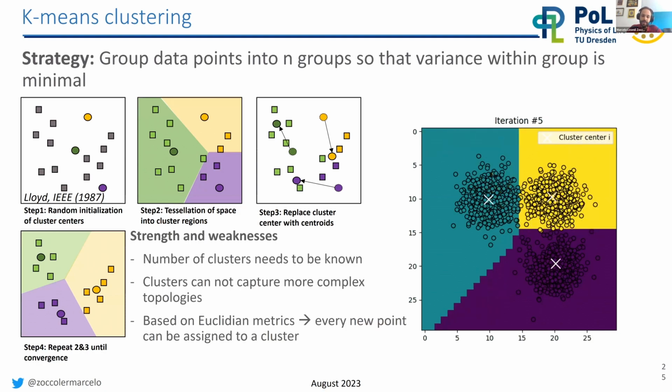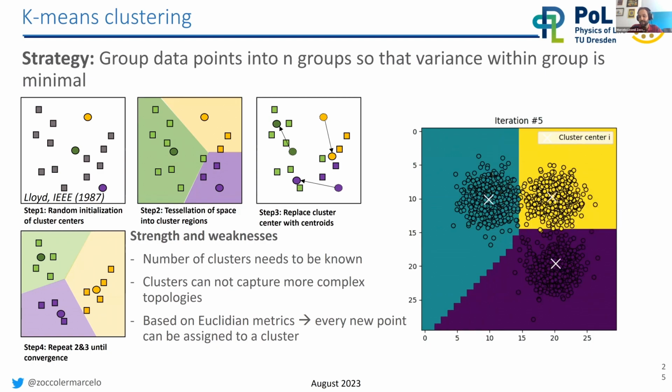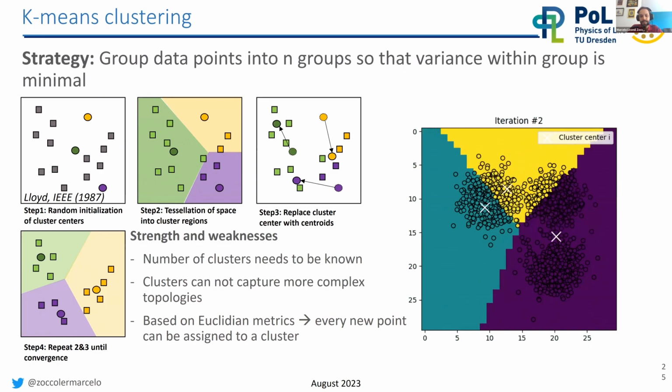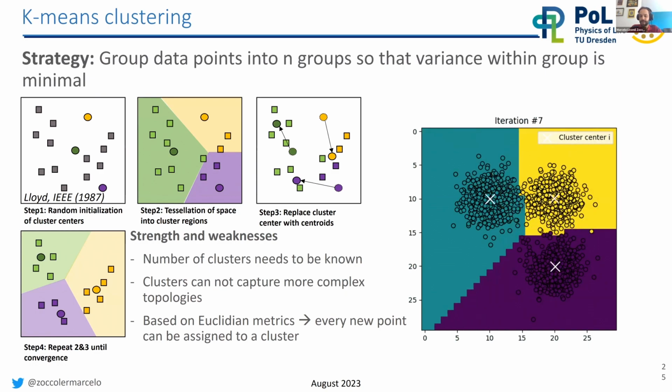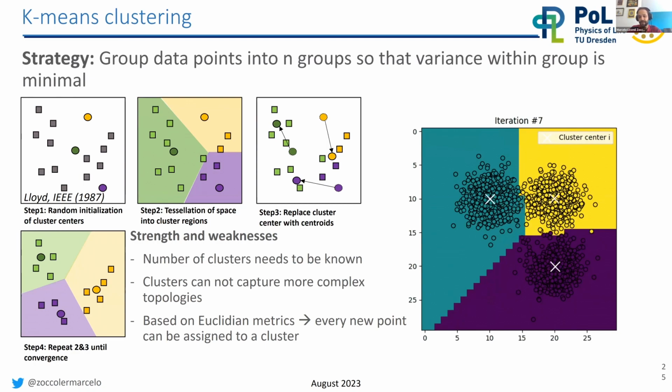And the strengths and weaknesses are that you need to feed it the number of clusters. So you have to say, I'm expecting to find 3 clusters here. And it cannot capture more complex topology. So if you get just agglomerated points like this, it works very well. For other types of relationships, maybe you have to use a different clustering algorithm. And it's good that it's based on Euclidean metrics, so if you get new data, every new point can be assigned to one of these clusters.